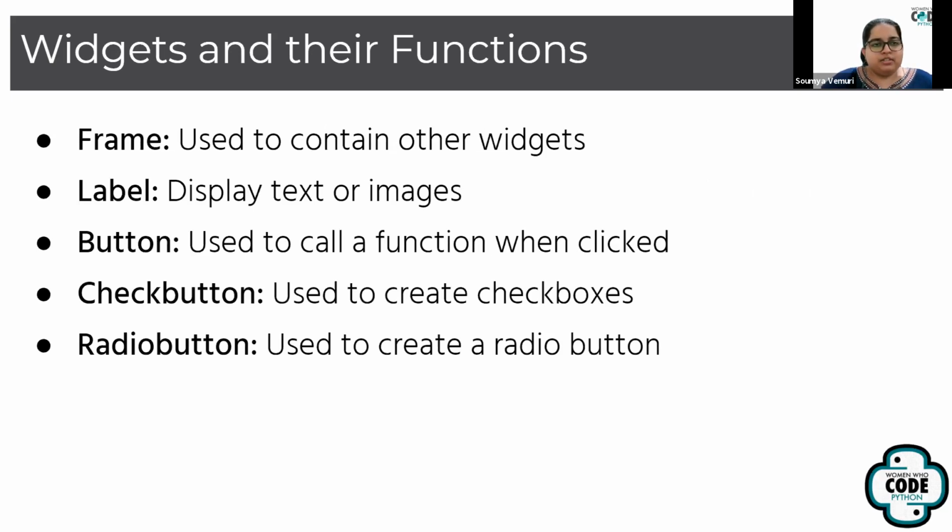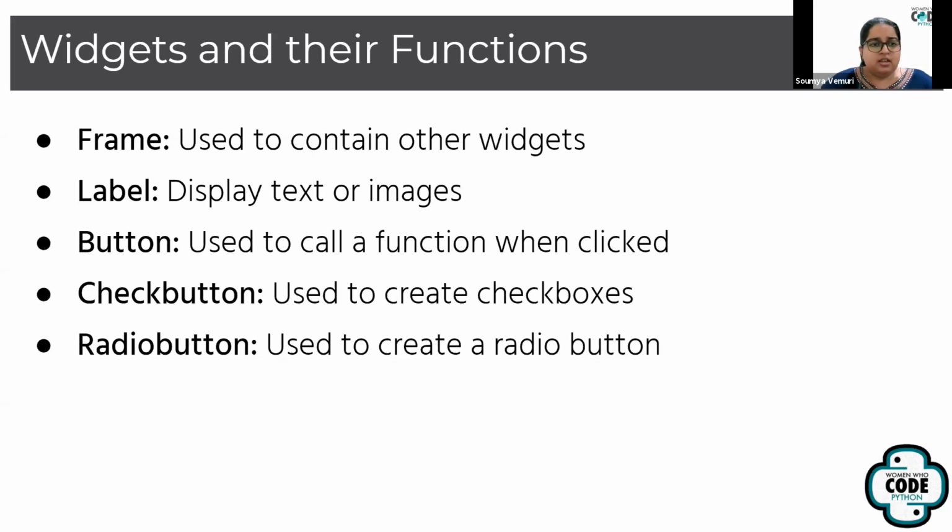A couple of widgets are frame. In your GUI window, you can have multiple frames and embed other elements in them. You can say, I want a frame as a header, and it's fixed to the top of the screen. You can have buttons and labels inside of that frame. So a frame is used to contain other widgets. We have label, which is used to display text or images.